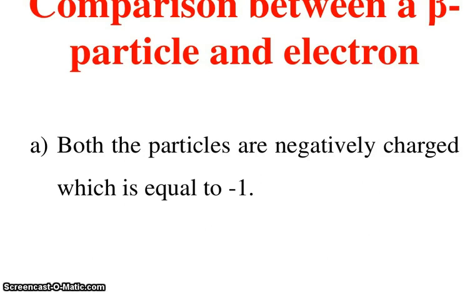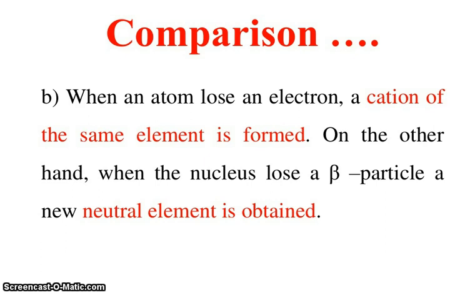So, comparison between beta particles and electrons. Both the particles are negatively charged, which is equal to -1. When an atom loses an electron, a cation of the same element is formed. On the other hand, when the nucleus loses a beta particle, a new neutral element is obtained.